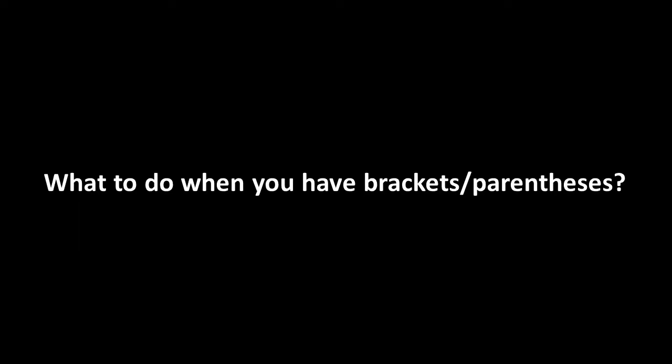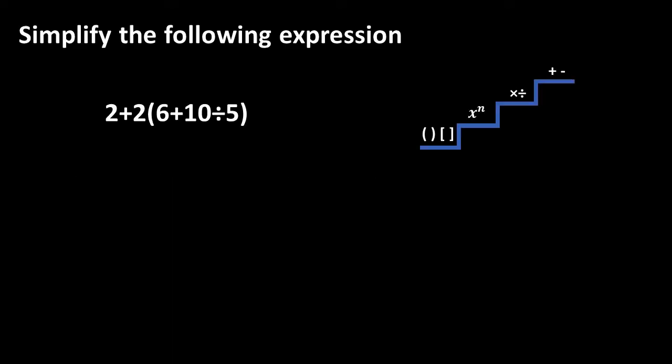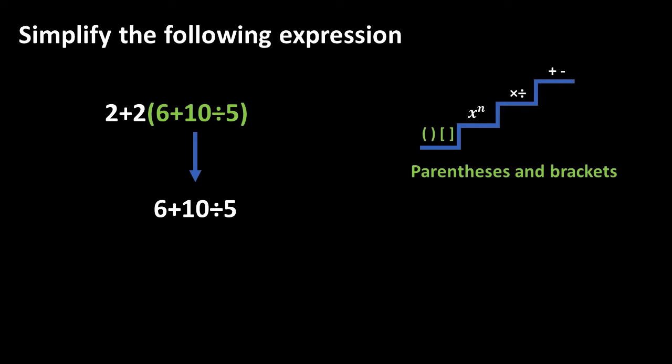Up to this point, we have not seen expressions that have any parentheses. So what do we do when we have them? Let's see how with one more example. Here we have 2 plus 2 multiplied by the expression between the parentheses, which is 6 plus 10 divided by 5. Now, according to the order of operations, we have to do the parentheses first. So when you have parentheses, the first step is to isolate the expression between them. So we'll take 6 plus 10 divided by 5 and isolate it.